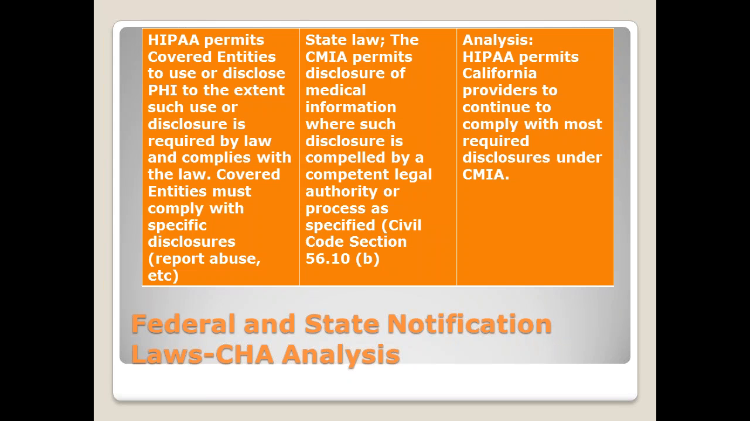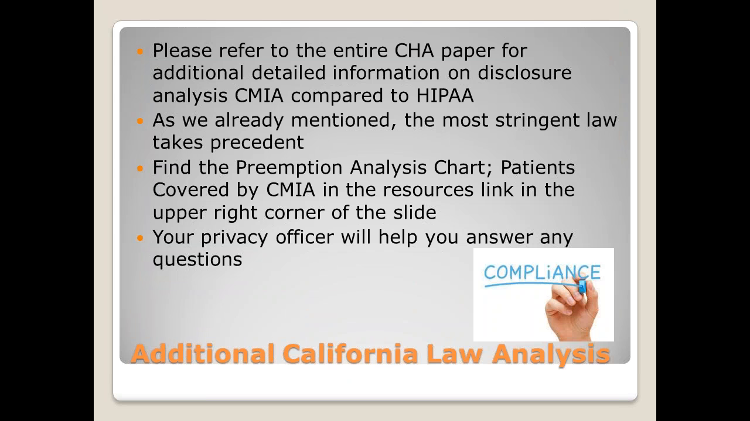They're saying that HIPAA permits California providers to continue to comply with most required disclosures under CMIA. So in that one example, HIPAA looks to be the one that's the most strict that you can follow, and you're still going to meet your CMIA requirements. So check out the reference. It is noted at the bottom of your agenda, and see what you think. You probably have a privacy officer or someone at your agency that's doing this as well, because you're going to have to make sure that you're following the regulations that apply, with the most strict rules.